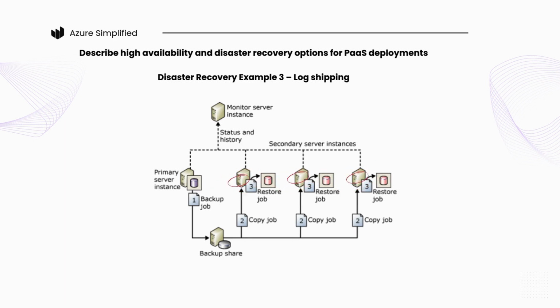Monitor server instance: this server tracks the backup and restore operations. It collects status and history information from all involved servers and ensures that backup processes are completed successfully. Overall process: the primary server creates a backup and saves it to the backup share. Secondary servers copy the backup from the backup share. Each secondary server restores the copied data to be operational. A monitoring server tracks the entire process and logs status and history. This setup ensures data redundancy, fault tolerance, and disaster recovery, which are essential for IT infrastructure reliability.